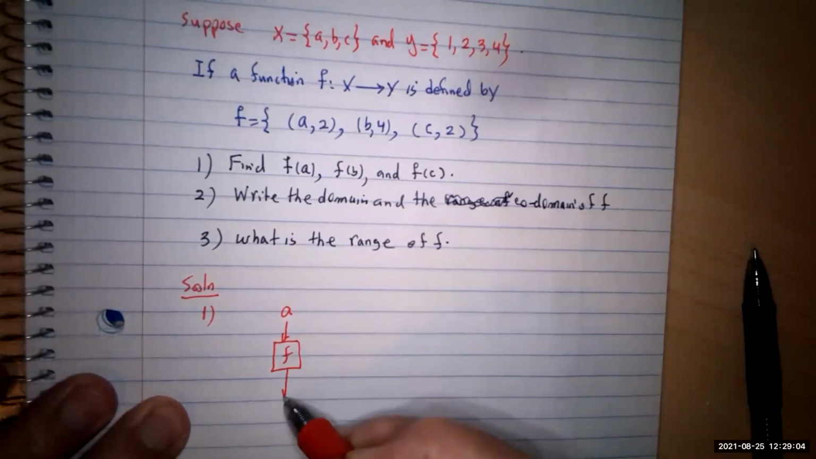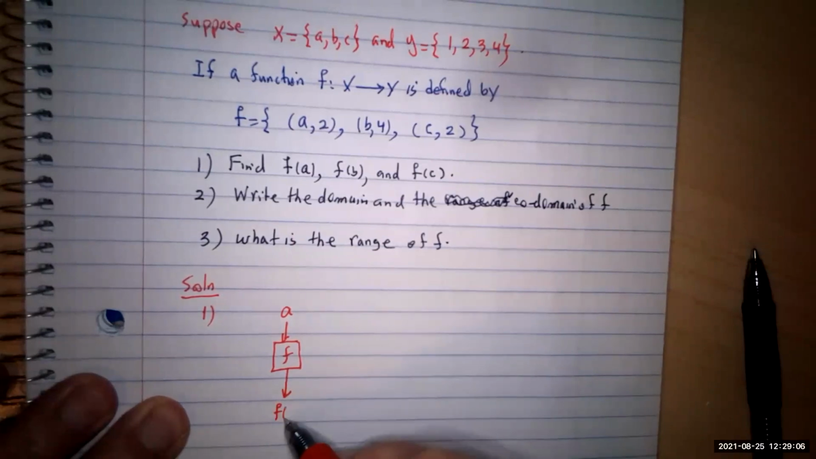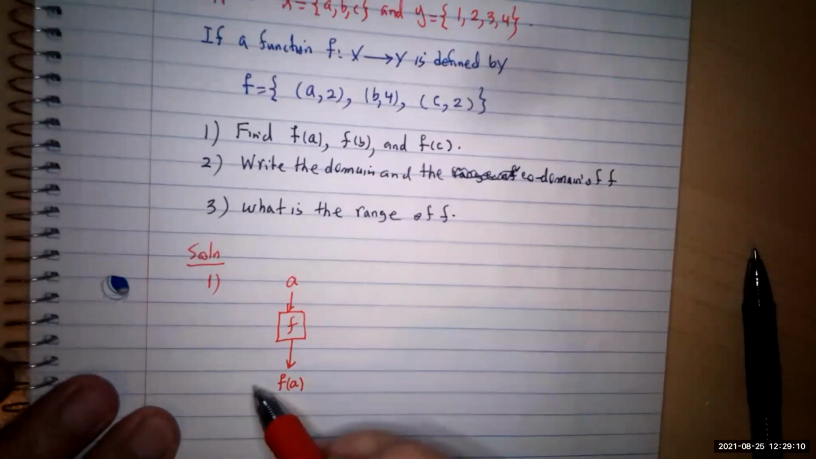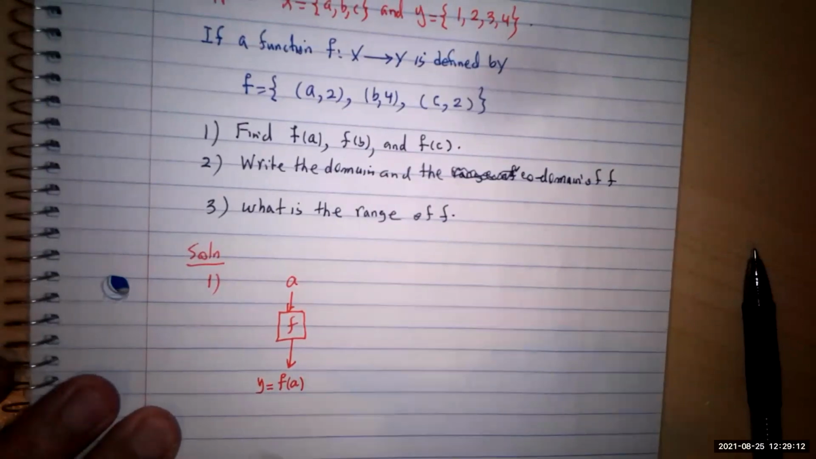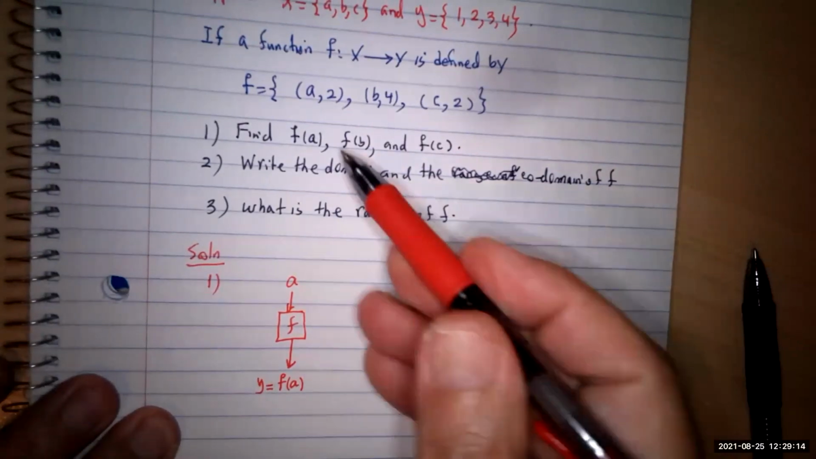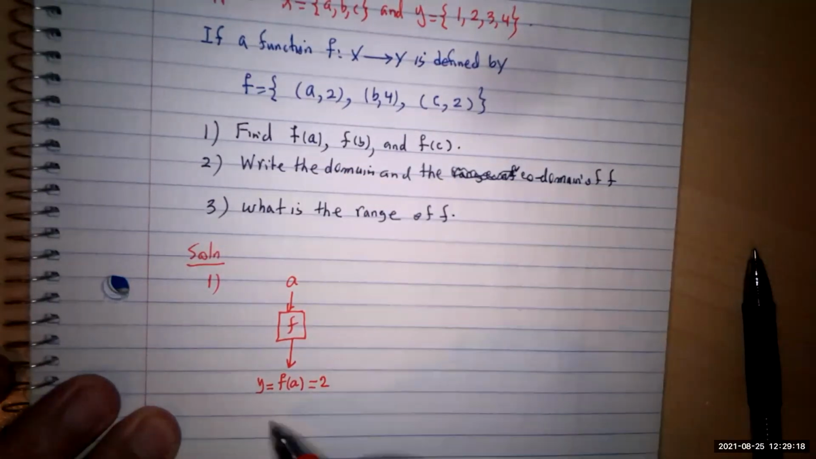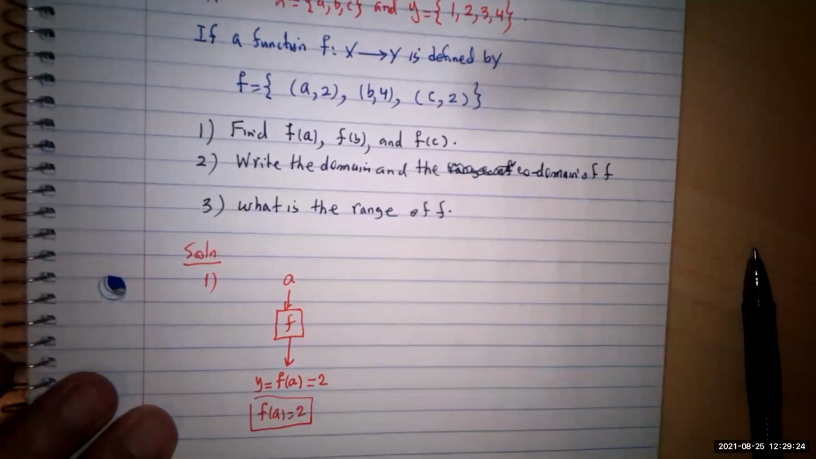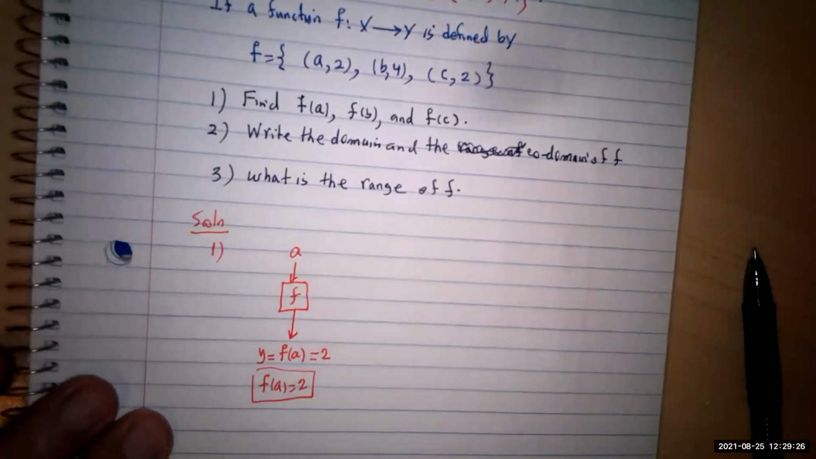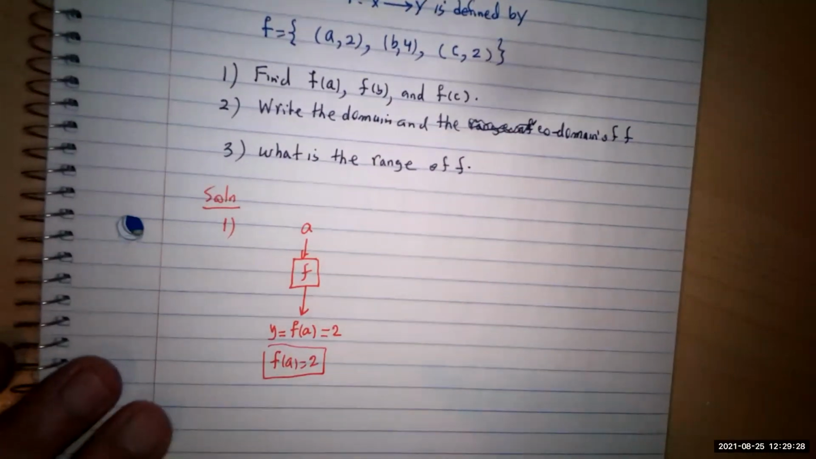So the output would be f of a, which is the y, remember. So in this case, f of a is equal to 2. It's like the y coordinate. You see, the y coordinate is going to be 2. Okay, any question?